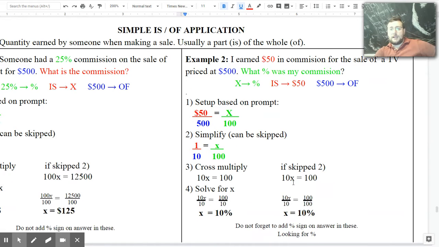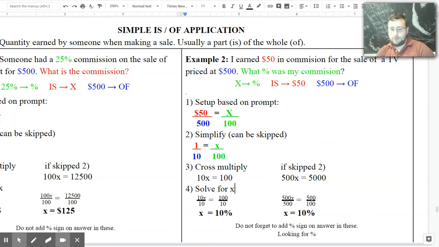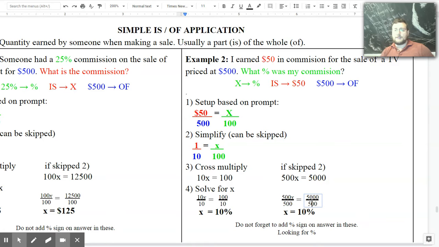So then when you cross multiply, you get 500X equals 5,000, right? And then if you divide both sides by 500, because that's what's next to the X, you're going to get that 5,000 divided by 500, and you're going to get a commission that is about 10%. So the process is essentially the same. You're still going to do the same kind of setup. You're just having to look for something different in this second kind of problem.